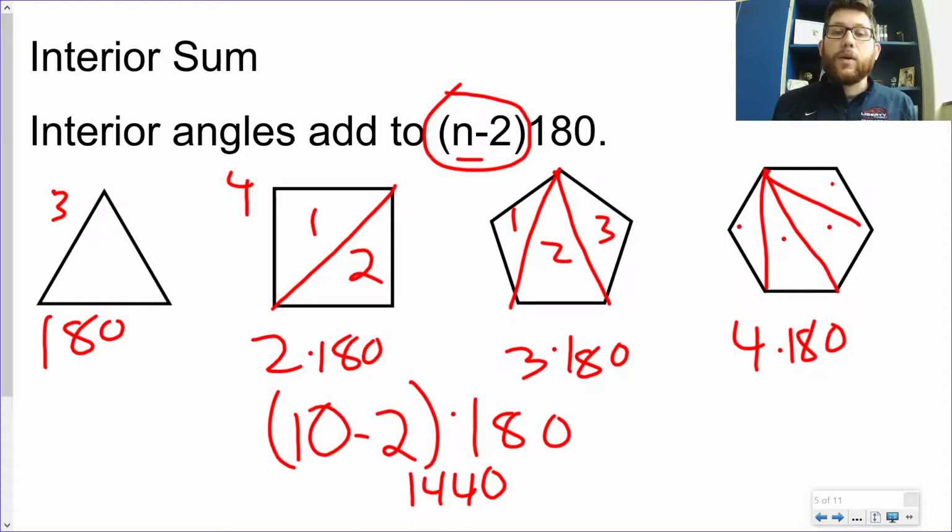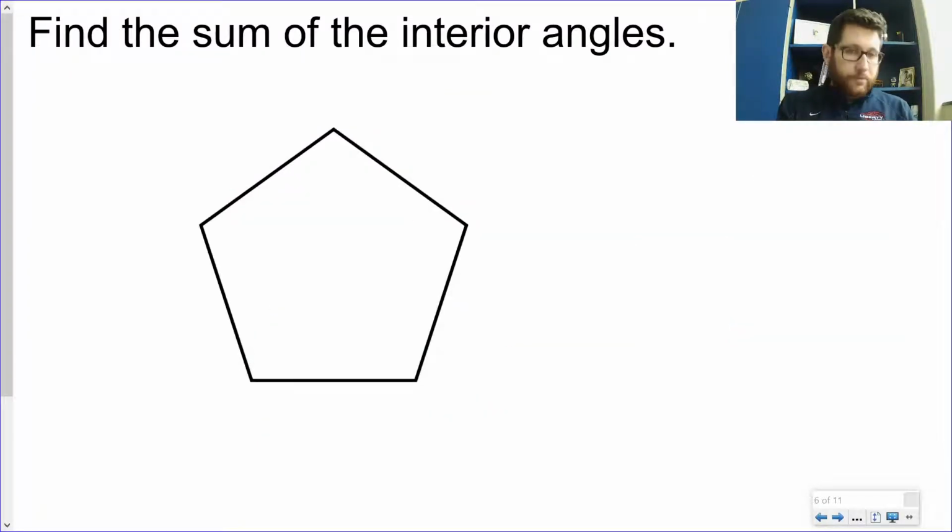You do need to know (n minus 2) times 180. That is a formula we're going to see a lot in the next week, and it is something that you would be expected to know for the SOL or any future assessment.